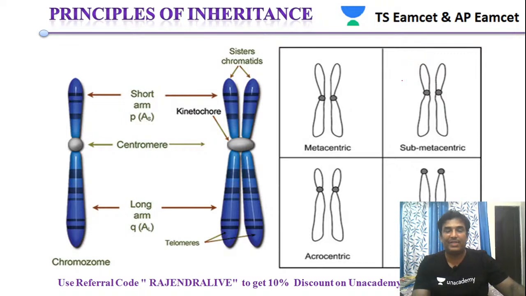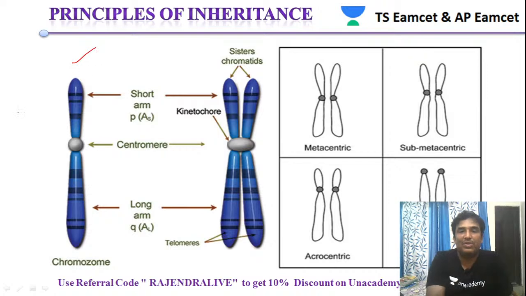Now let's see something about the chromosome. You can see here this is a chromosome. This looks like a submetacentric chromosome, because the centromere is not exactly at the center. The centromere is a little bit above the center. This part of the chromosome is called the centromere.